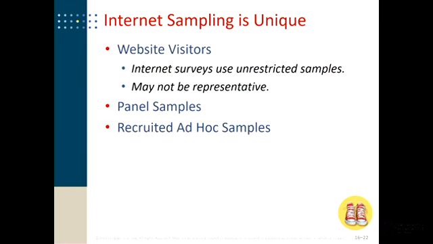Okay, so you can see the advantages are, as you say, cheap and less time consuming. You can quickly have your sample selected. Okay, but the problem is your sample becomes unrestricted.